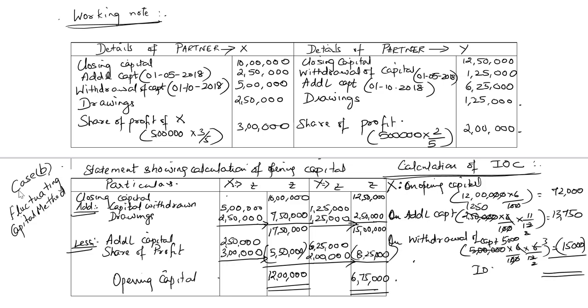And the final IOC for X is rupees 72,000 plus 13,750 minus 15,000 rupees. The answer for this is rupees 70,750 rupees.